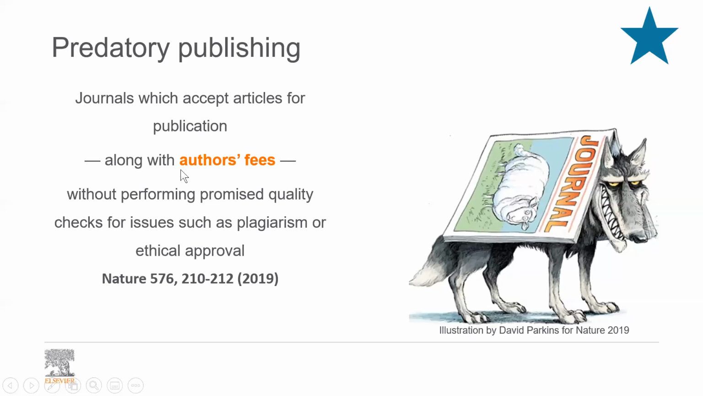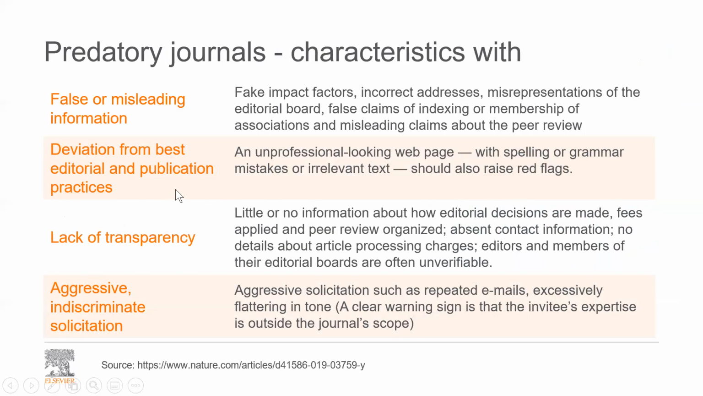We talked about this last week. I'm not going to repeat all of this, but there are definite characteristics that will give you an indication if a journal is predatory. Unfortunately, you will have to go to the journal website and check yourself whether it shows any of these characteristics, whether it has fake addresses, misrepresentation of the editorial board. If it is an unprofessional looking website, that doesn't make it predatory, but it does raise a red flag.